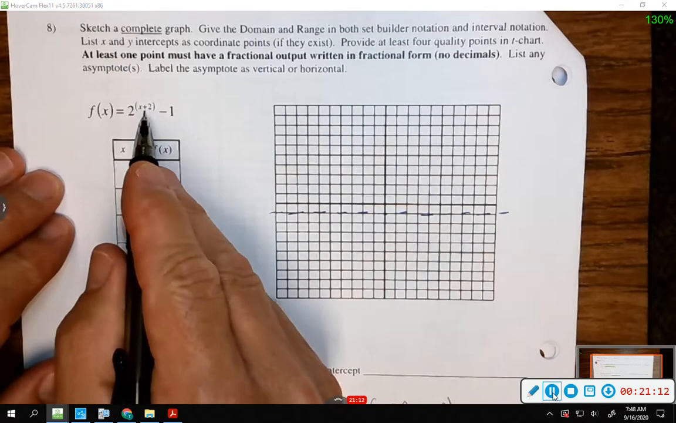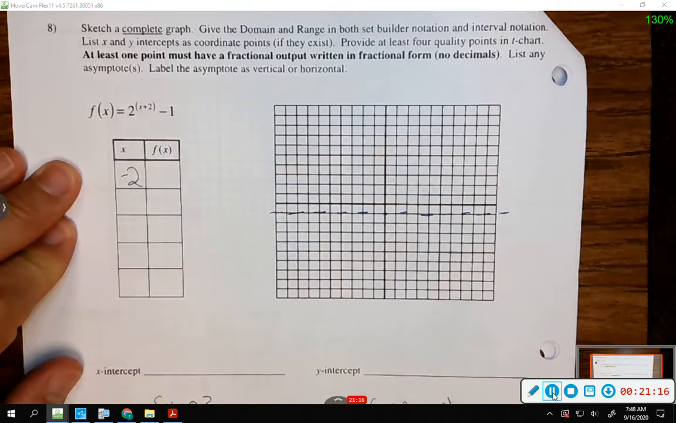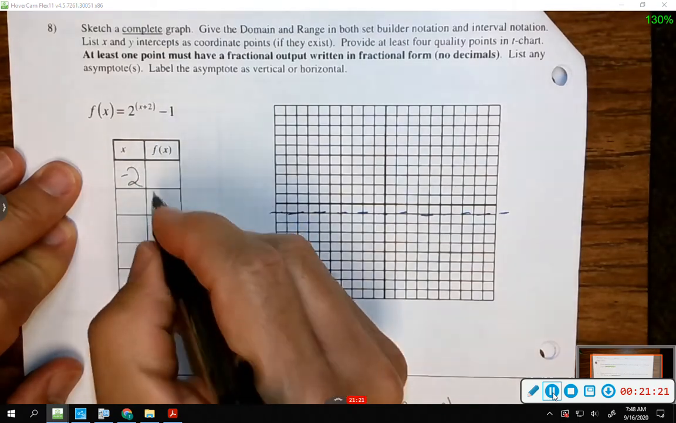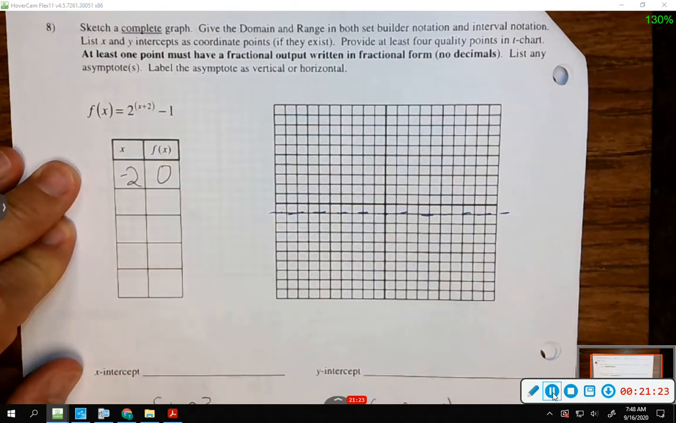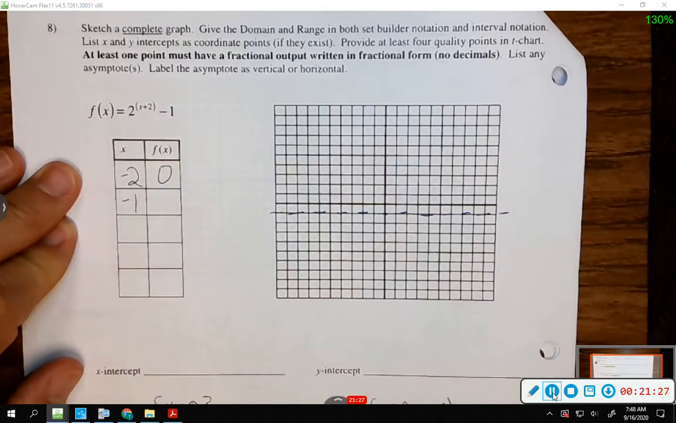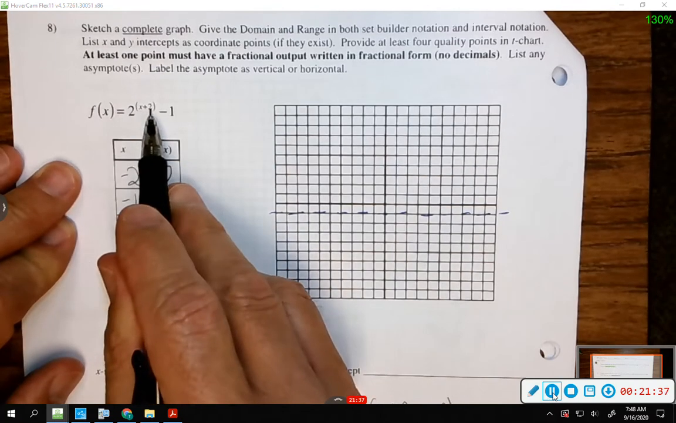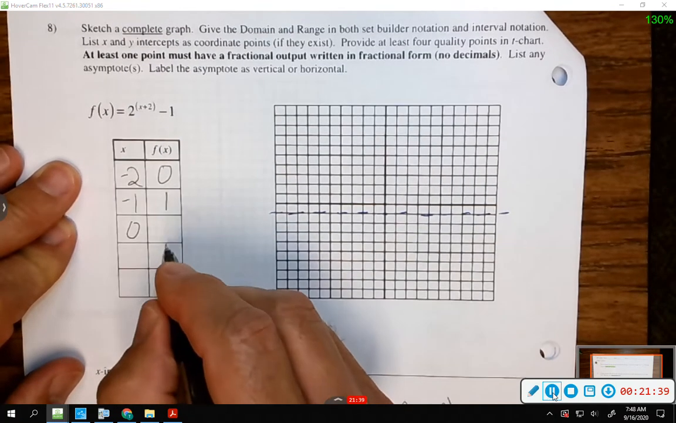Most interesting value of x is negative 2, because negative 2 plus 2 is 0, and 2 to the 0 is 1, and 1 minus 1 produces a 0. I'm just going to keep working to the right of negative 2. Negative 1: negative 1 plus 2 is positive 1. 2 to the first is 2, minus 1 is 1. 0: 0 plus 2 is 2. 2 squared is 4. 4 minus 1 is 3.